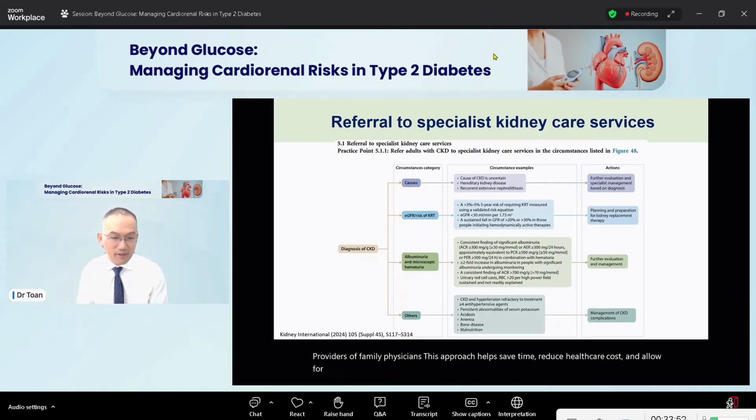As you know, in our society today, the number of specialists is limited. That's why primary care physicians have more access.